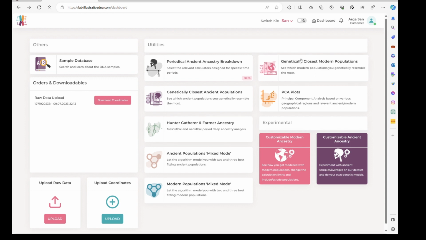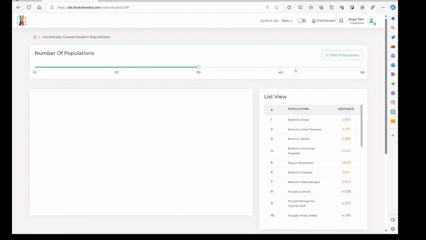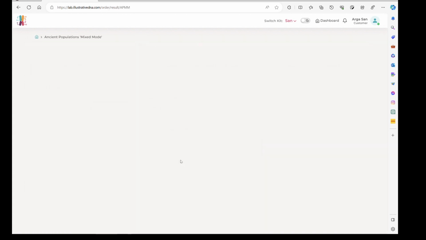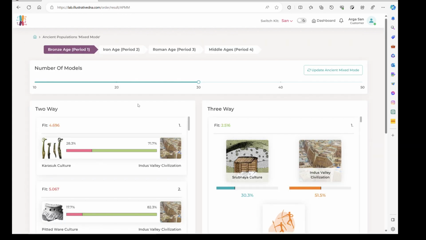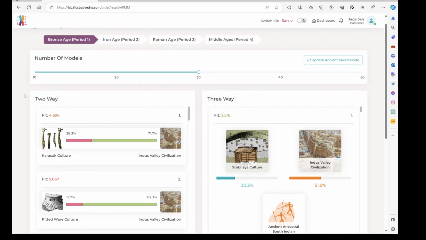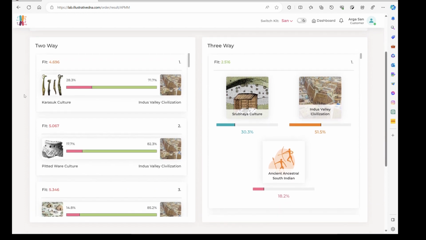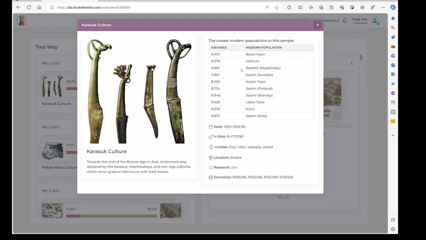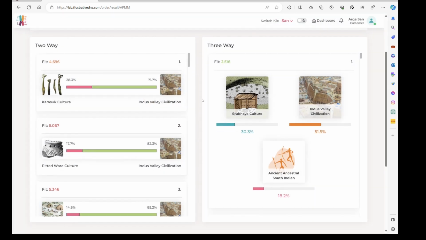As I have already mentioned, I am Khas ethnic from Nepal. You can see here that the closest population to me is Khas Brahmin, followed by Brahmins from bordering regions. The ancient population mix mode can describe which populations are responsible for my ancestry admixture. Here the distance in three-way fit is low. One possible population mixture could be Sunghir culture, whose closest modern populations are Swedish, Norwegian, and primarily Northern Europeans and Scandinavians, Indus Valley Civilization and Ancient Ancestral South Indian.